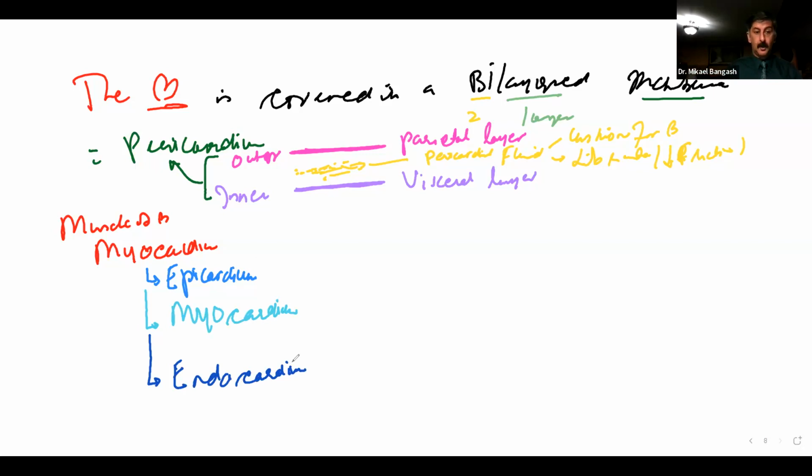So when we take all these 3 layers in their full thickness, they are all together called the myocardium. Now, some of you are going to say, what the? Now, let's just look at these 3 individual layers here. How does this make sense?